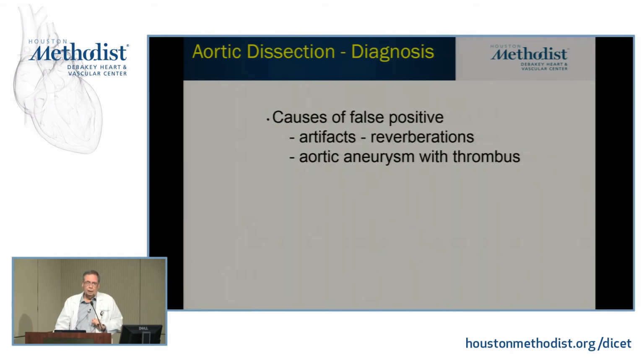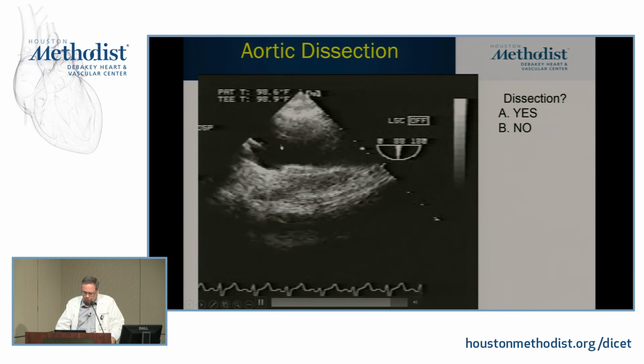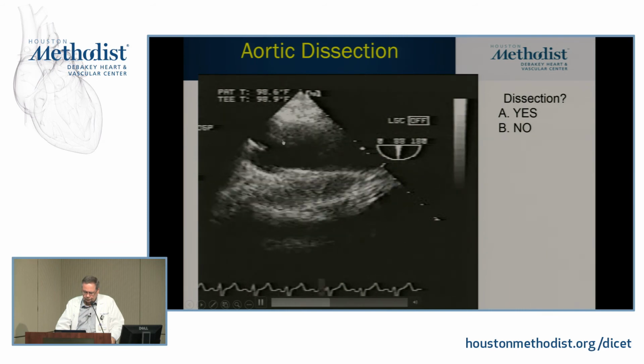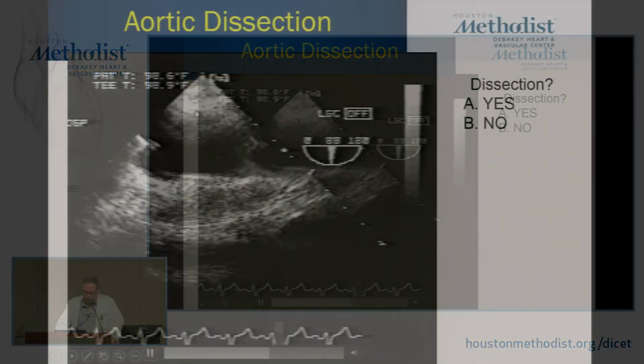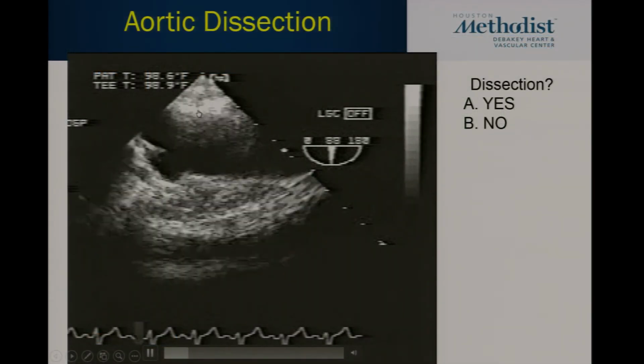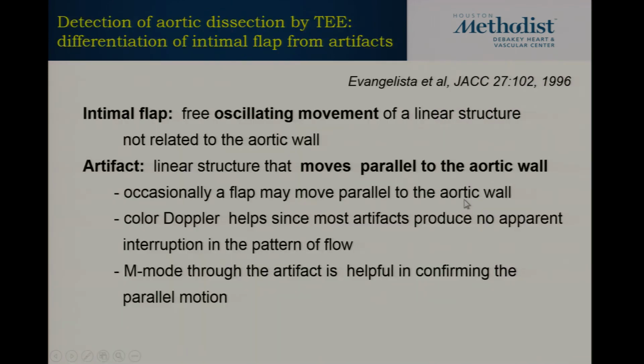False positives are a little bit more of an issue. And those are 99.99% artifacts of reverberation. Sometimes if you have a thrombus, you could, but to be honest, with a little bit of experience, this is not an issue. The biggest issue is the artifact. So, do we have a dissection or not? You see that little thing flinging there? Well, that is a very nice reverberation artifact coming from here. This is not a dissection, and I'll show you the trick of how to know that it is an artifact.